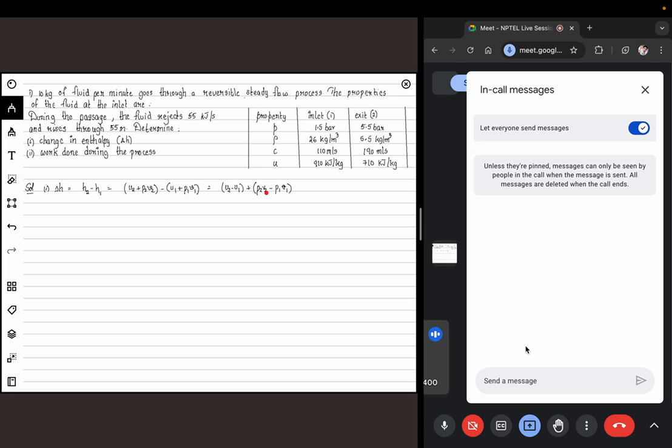So what else is missing? How do I get the specific volume? Density is provided here, so specific volume is 1 by rho. Since rho is provided, I can directly use it to substitute back here.